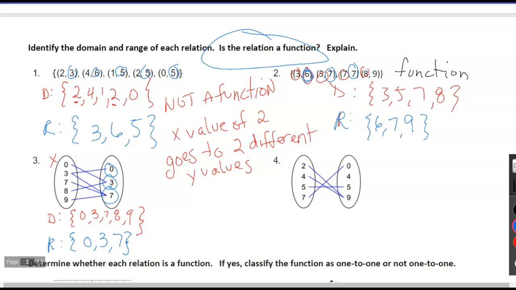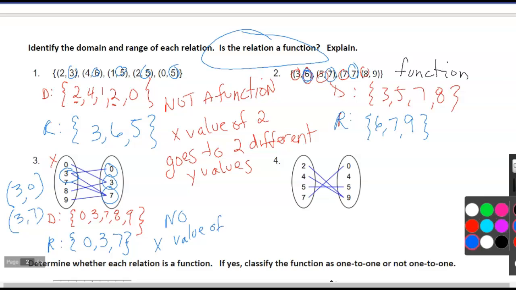But look what happens here. That 3 goes to the points 3, 0 as an ordered pair, and 3, 7. So no, because the x value of 3 repeats.